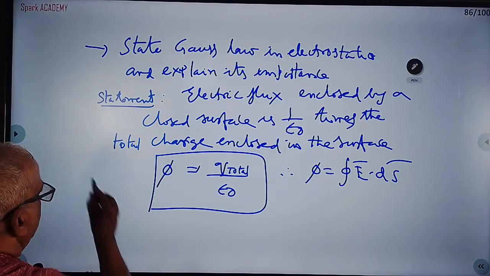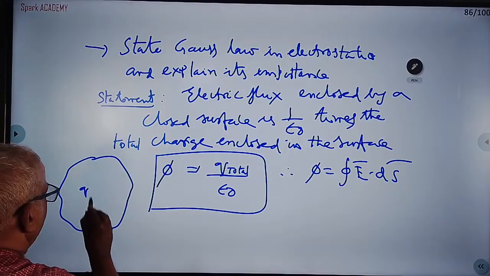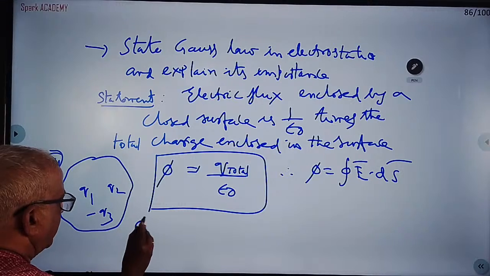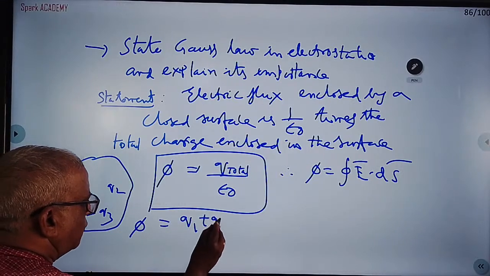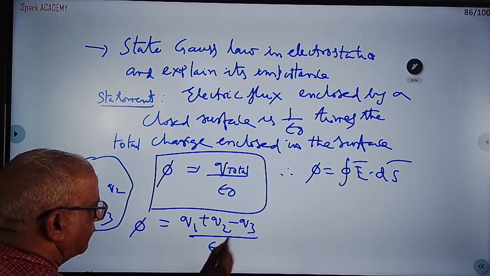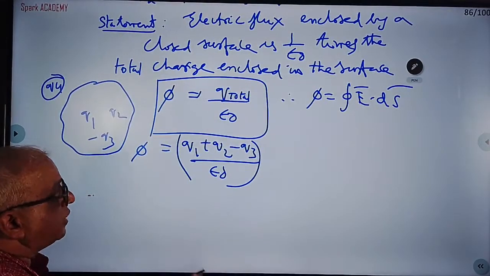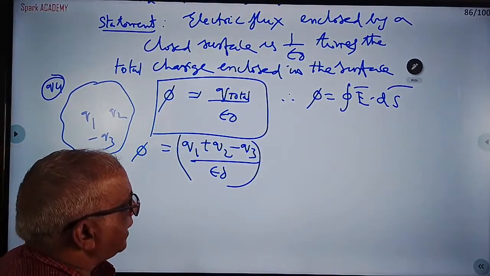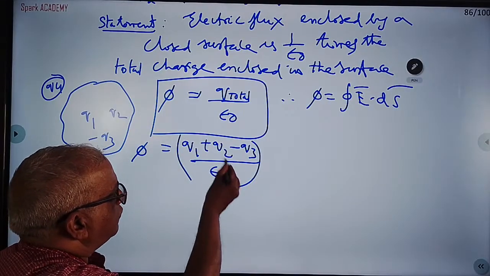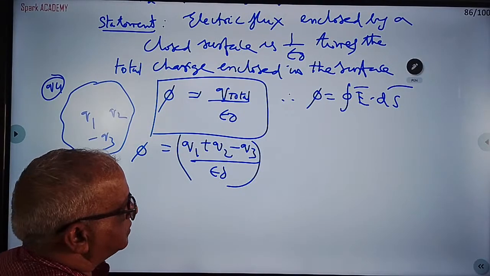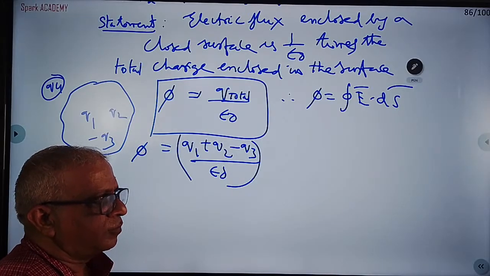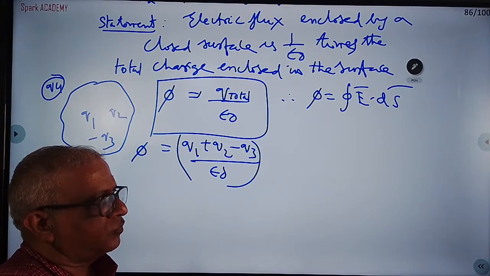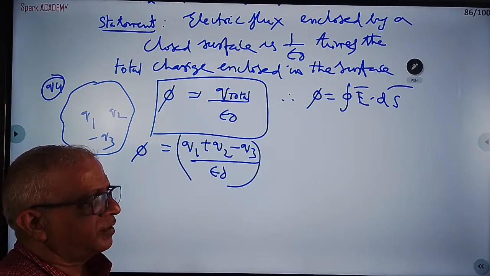For example, I am drawing a diagram. In this Q1 is there, Q2 is there, minus Q3 is there. Outside Q4 is there, this you should not take. Flux is Q1 plus Q2 minus Q3 by epsilon naught. Whatever charge is inside only you take. Plus charges give outward flux, minus charges give inward flux. If you take a dipole, flux will be 0, because plus charge is outward and minus charge is inward.